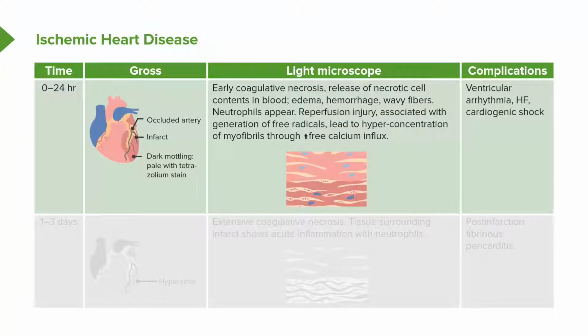So now what we're doing here, and the important points of changes of myocardial infarction, 0 to 24 hours, gross changes, light microscopy, and then complications. 0 to 24 hours. We have occlusion of an artery, infarct. You have dark mottling, is what you're looking at, and pale within the area. Pale, because it just underwent what? Necrosis. What kind, please? From basic pathology, it's a coagulative necrosis.